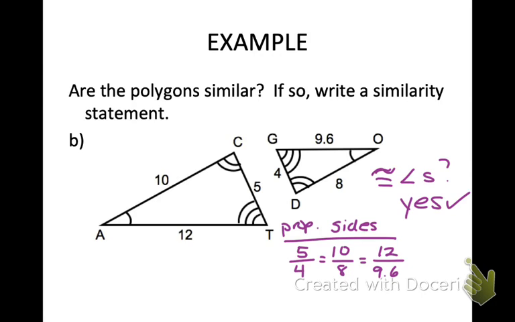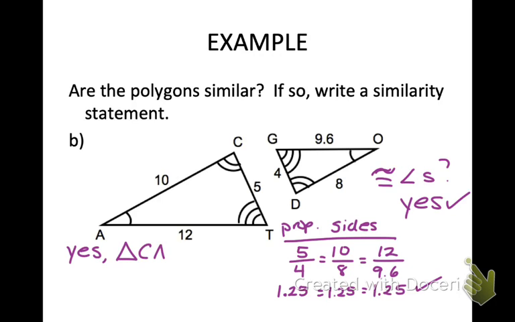So now we just get calculator in hand. 5 divided by 4 is 1.25. 10 divided by 8 is 1.25. So far so good. Let's do 12 divided by 9.6. Guys, if you could stop the side conversations, I'd appreciate it. It's also 1.25. So are my sides proportional? Yes. So my triangles are similar? Yes. So I'm going to say triangle.